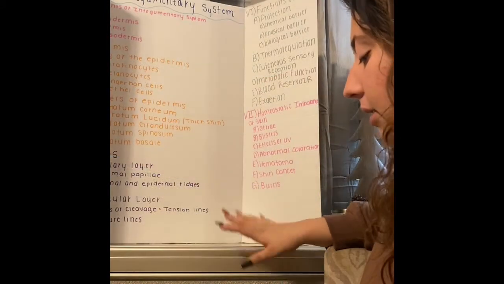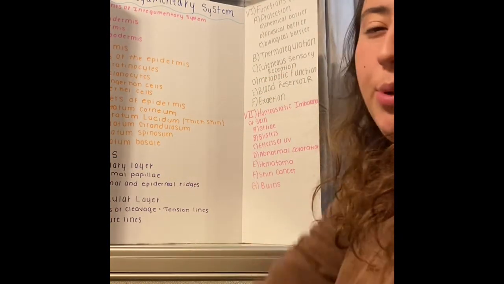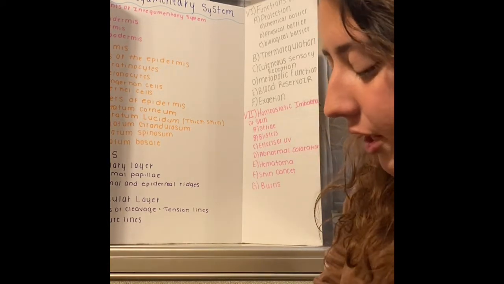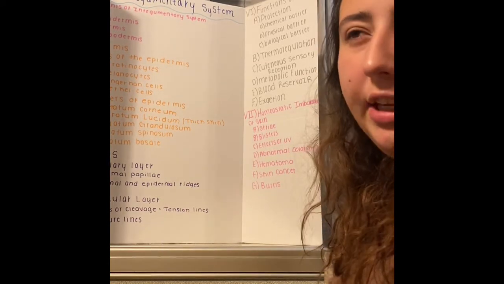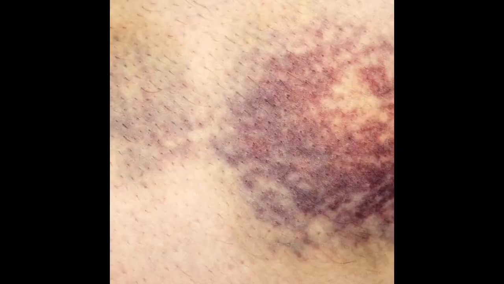Next thing we have is a hematoma, which is actually another word for, I would say, a bruise. It's a blood clot underneath your skin, which gives you that dark blue black color, which would be known as a bruise.